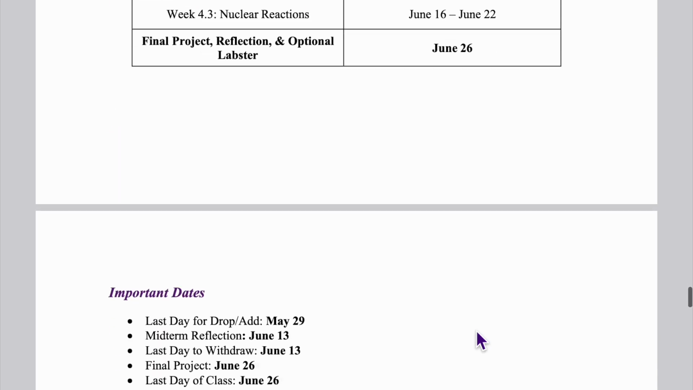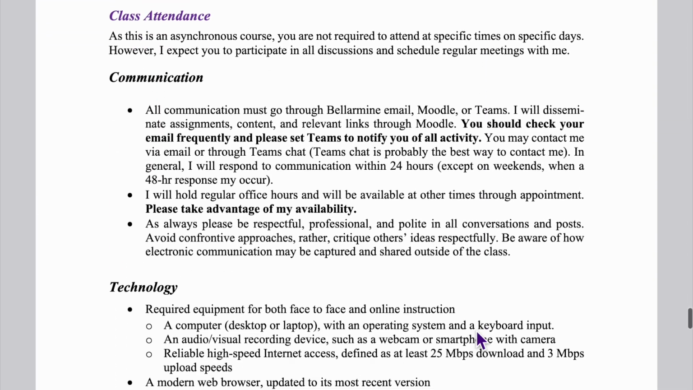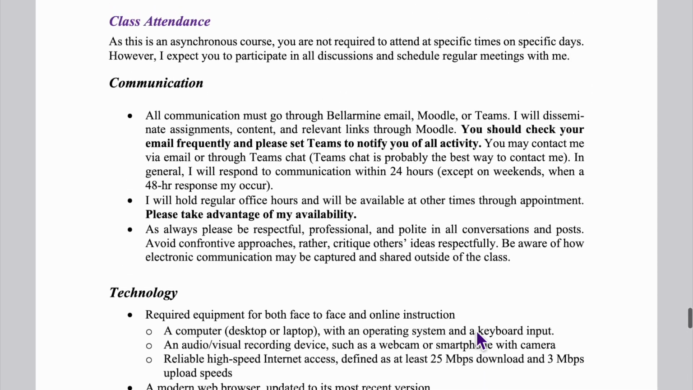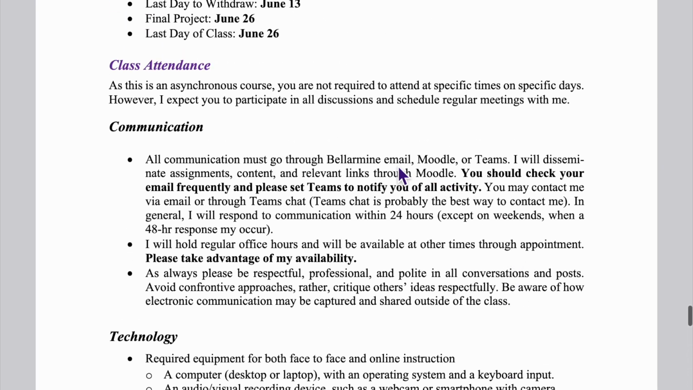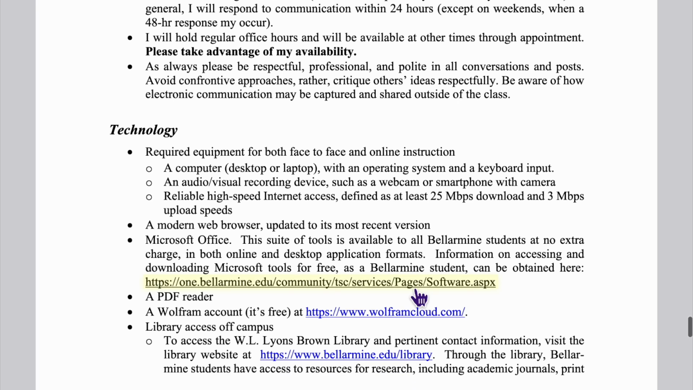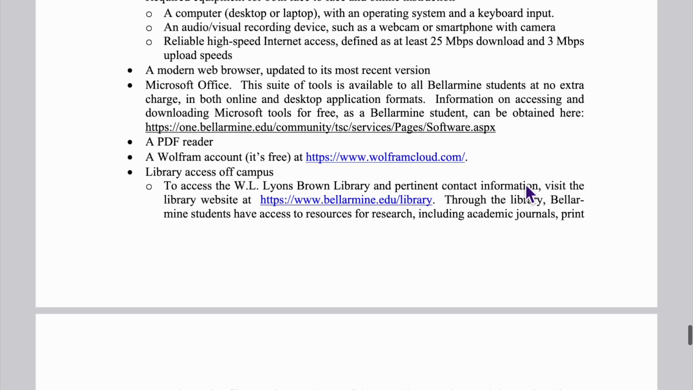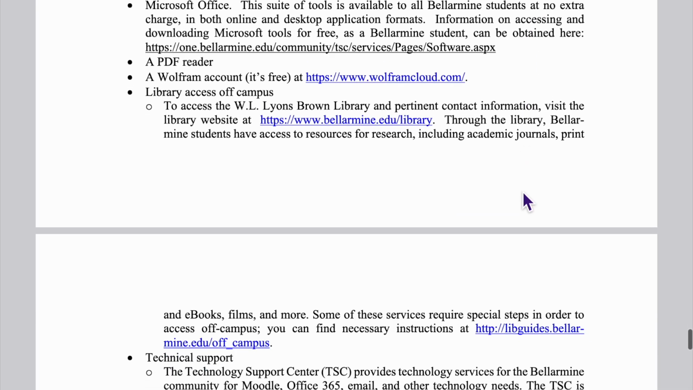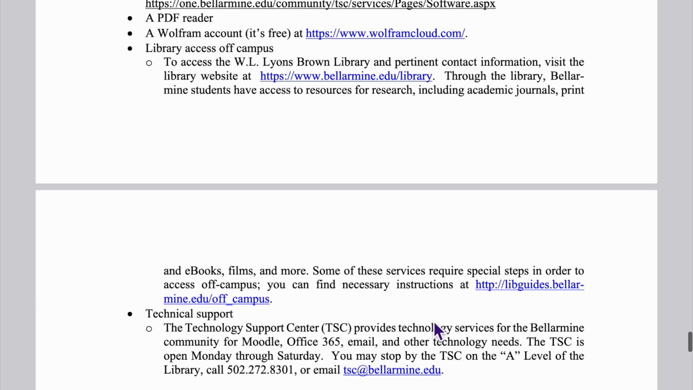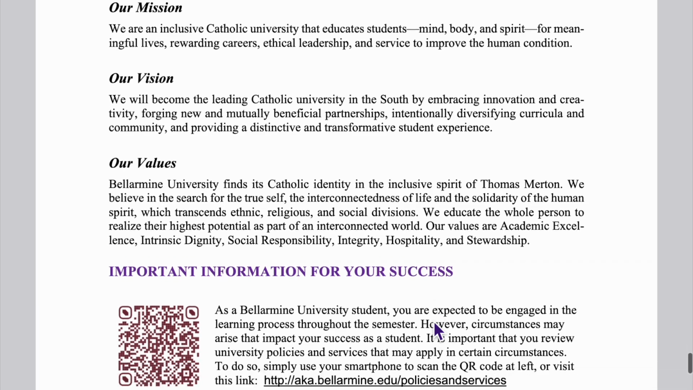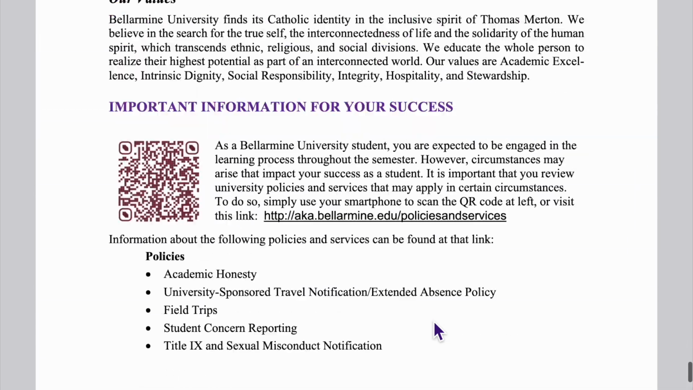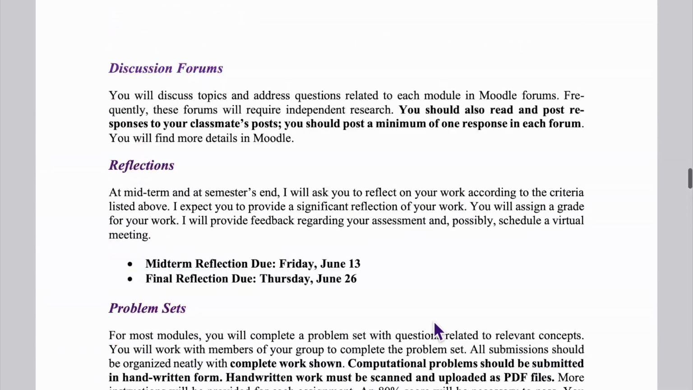And then finally, we've got here just basic information about the class, communication, for example, email through Moodle or Teams. And frankly, Teams chat is often the best way to get to me quickly because I get alerted whenever somebody posts something in the Teams chat. And the rest of the stuff about Bellarmine, mission, vision, etc., you can read at your own leisure.